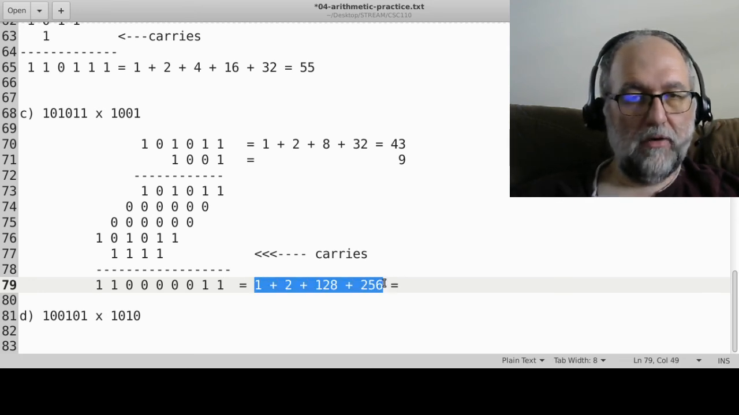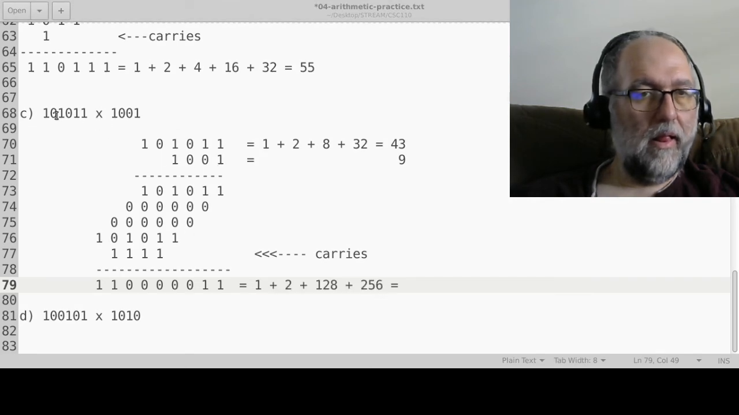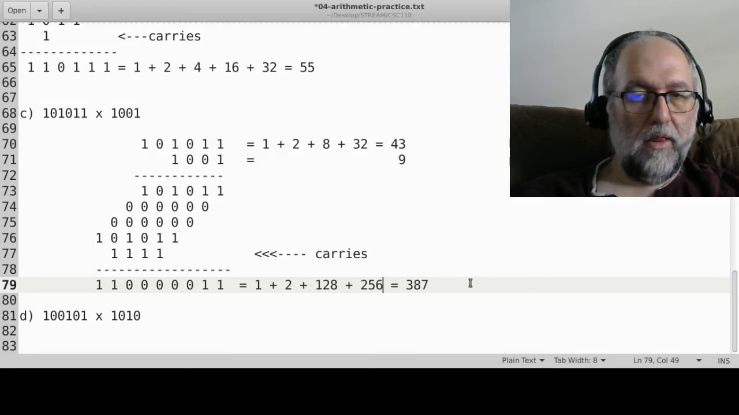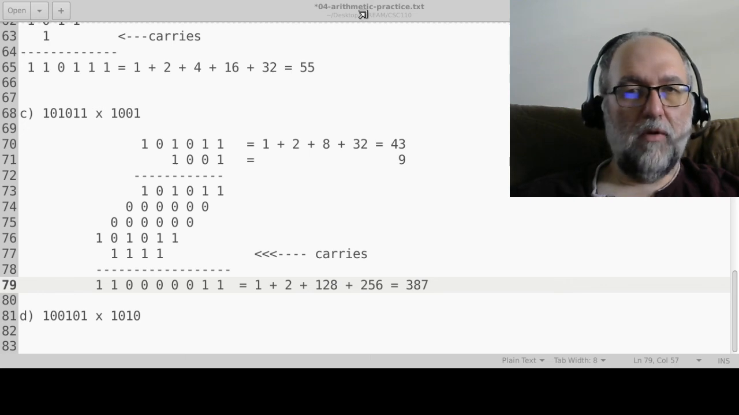Well, bring up my calculator and see. 387. Did it work out? Let me see here. So 43 multiplied by 9 is equal to, yay, 387. Okay, so in decimal, if you take 43 and you multiply it by 9, you get 387.